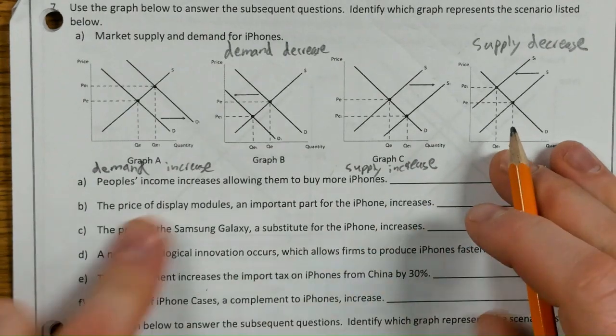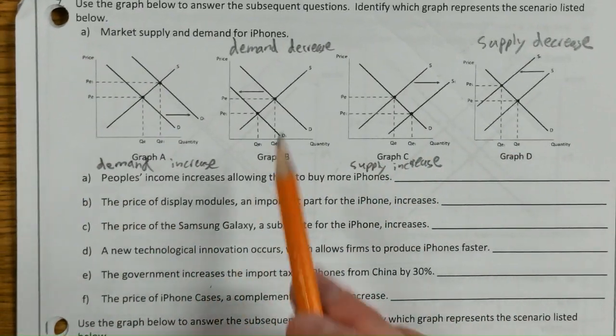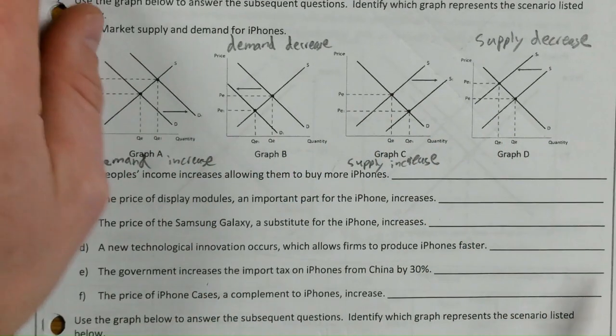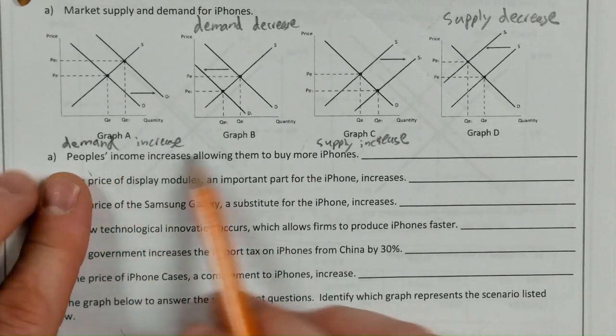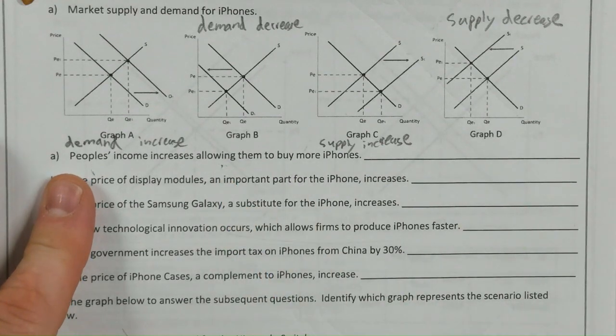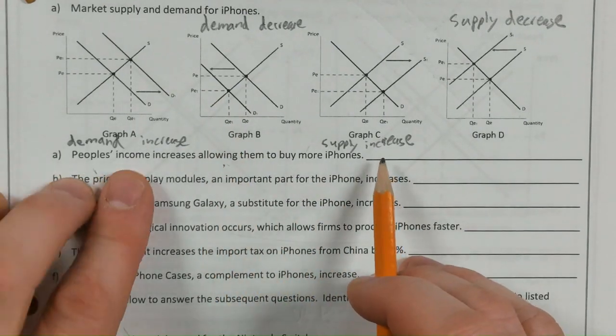So we have to figure out which of these scenarios fit which of these graphs. And we're going to do this first example together. Okay? Scenario A is that people's incomes increase, allowing them to buy more iPhones. Well, looking at that list that I keep telling you to go look at, it says that an increase in consumer income is one reason why the demand curve could shift right.